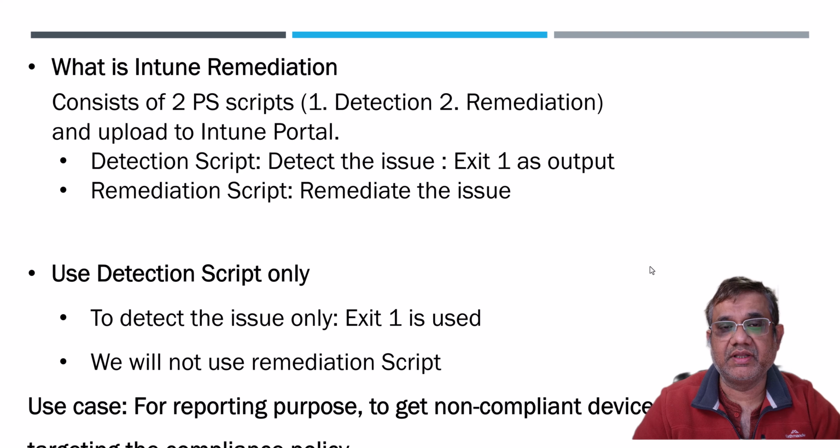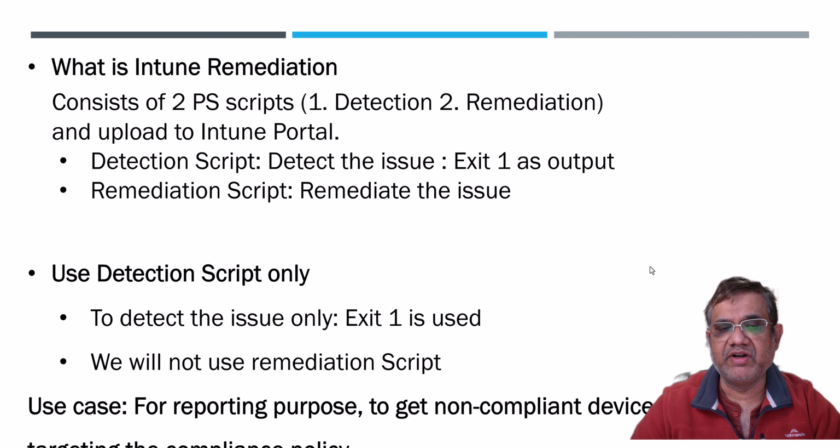But I'm not sure whether you know that the remediation script can be used with 1 single script also, as a detection script. So you can use the detection script, while the remediation script you don't have to specify. The purpose of this detection script will be the same, to detect the issue and use exit 1 as an output so that it means the issue is detected. But here there is no remediation script, so it's not going to remediate. It means we are just collecting the data on whether that problem was there on that device or not.